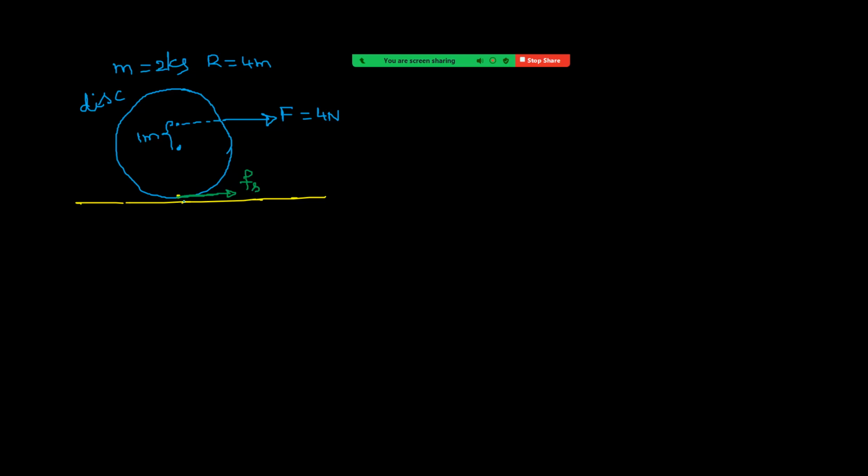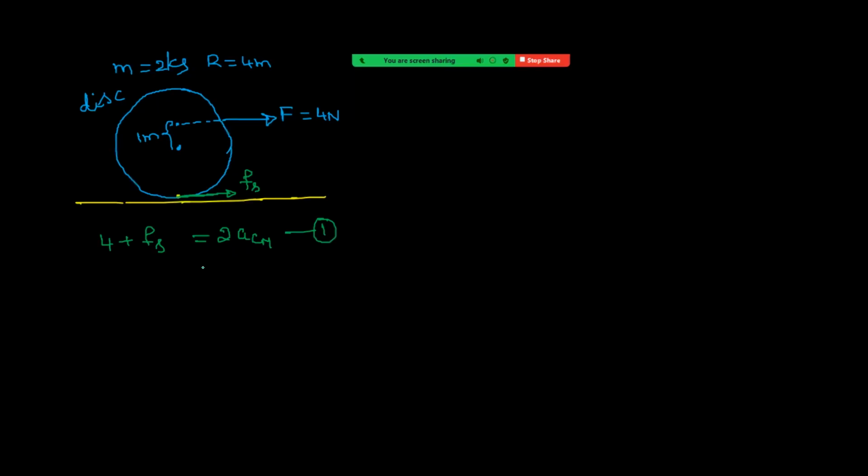Let us now focus on the force equation for translatory motion. We assume all forces are acting at the center of mass. So applied force 4, and we assume frictional force acting forward. Therefore, net force is 4 plus Fs. This net force is equal to mass into acceleration, that is 2 kg into acceleration of center of mass. So equation 1.